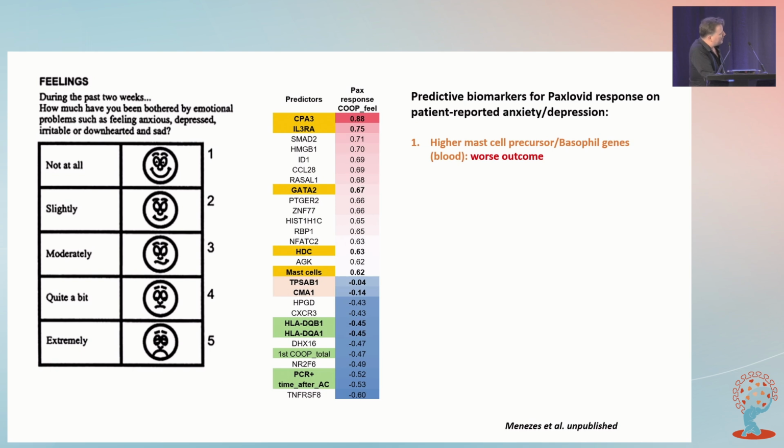This is like CPA3, which is a bona fide mast cell precursor gene. GATA2, the IL-3 receptor, and then especially I would like to point out the one in the middle, which is called HDC, histidine decarboxylase, which is actually the enzyme that produces histamine and of course causes all these very typical mast cell reactions. So patients with higher levels of these genes actually had a worse outcome. However, there were no classical mast cell genes, so we do think these are precursors, not bona fide mast cells, which are usually absent from the blood.